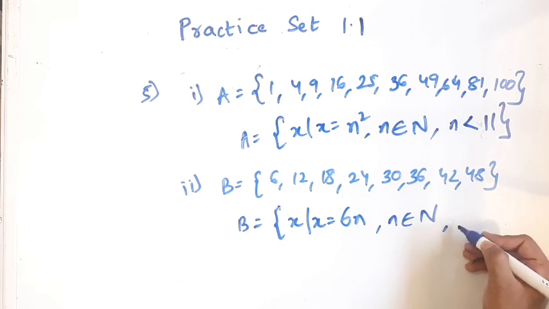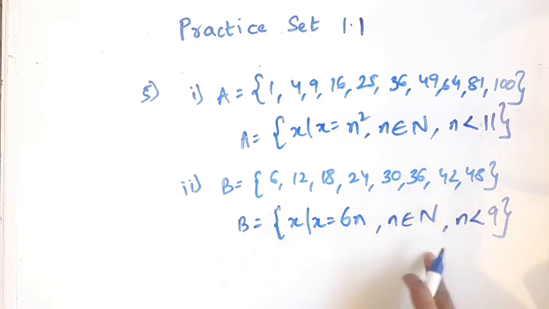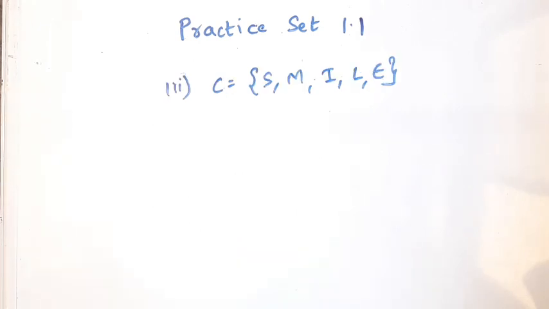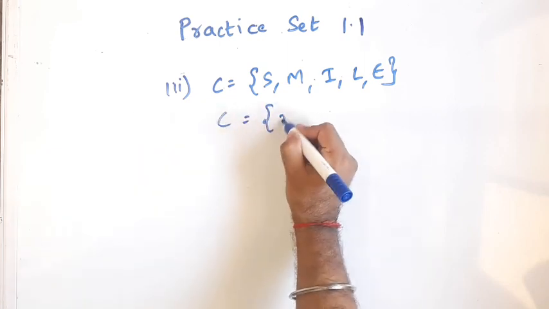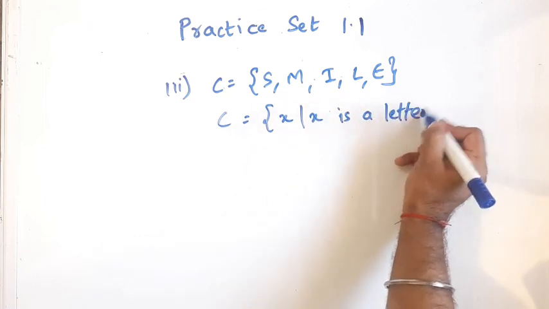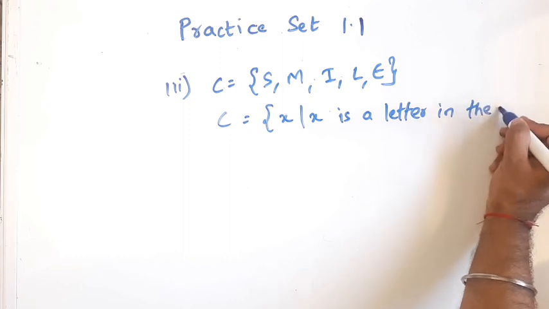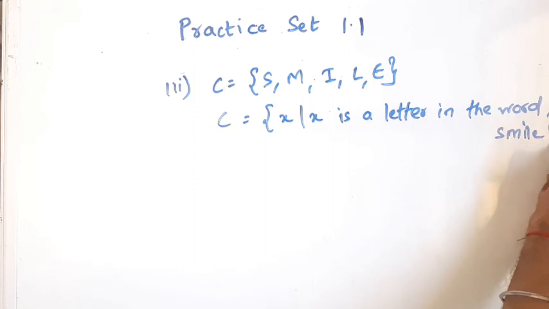Okay, then n is less than 9. We don't want to go beyond 8. 6 8s is 48. So n is less than 9. This is how you are going to write. C is very simple. Third one. So third one you will write C is equal to set of all x such that x is a letter in the word smile. Okay, curly bracket close.